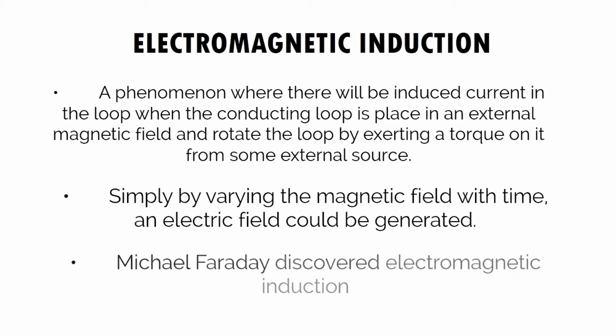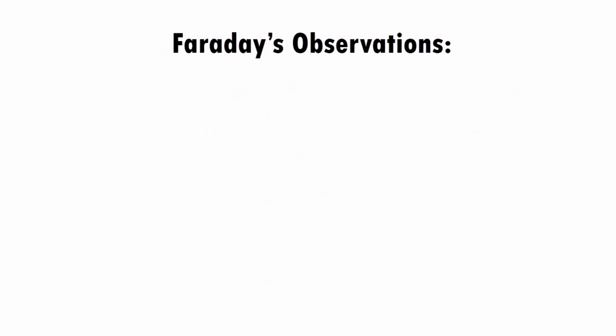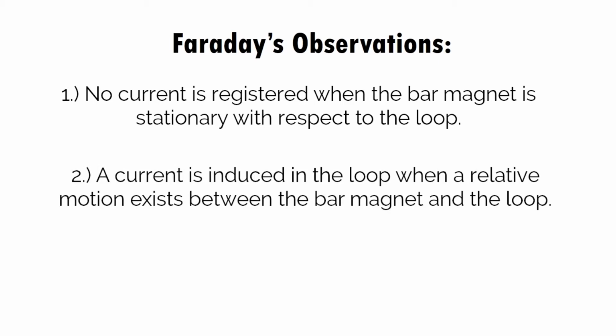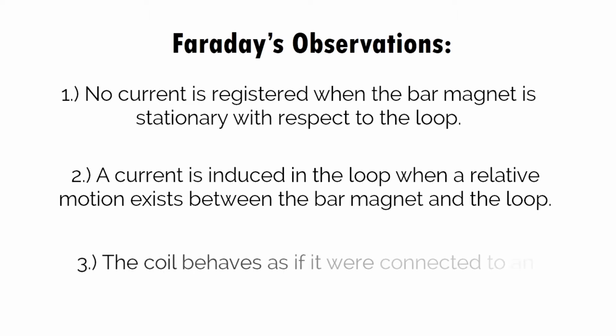Michael Faraday discovered electromagnetic induction, and his observations were: number 1, no current is registered when the bar magnet is stationary with respect to the loop. Number 2, a current is induced in the loop when a relative motion exists between the bar magnet and the loop. And number 3, the coil behaves as if it were connected to an EMF source.